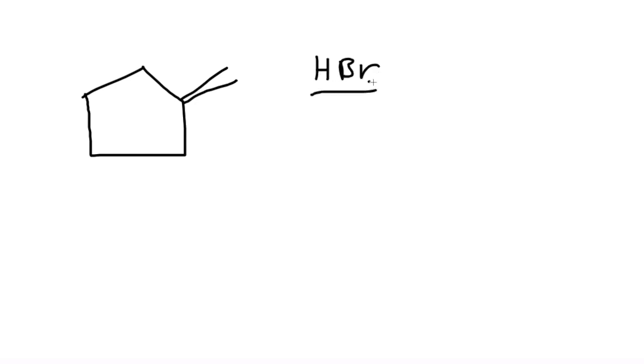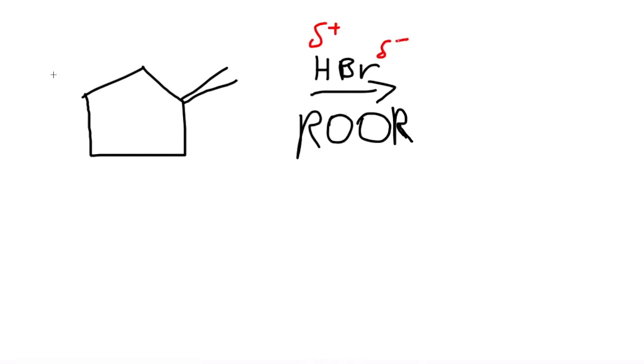adding with the bromine. This time it has the organic peroxide. This means they tell you that this is an anti-Markovnikov. So for this, we know that hydrogen is partially positive, and bromine is partially negative. That means that we look at the negative charge element, which is bromine, and we put it on the carbon that has the most hydrogens.